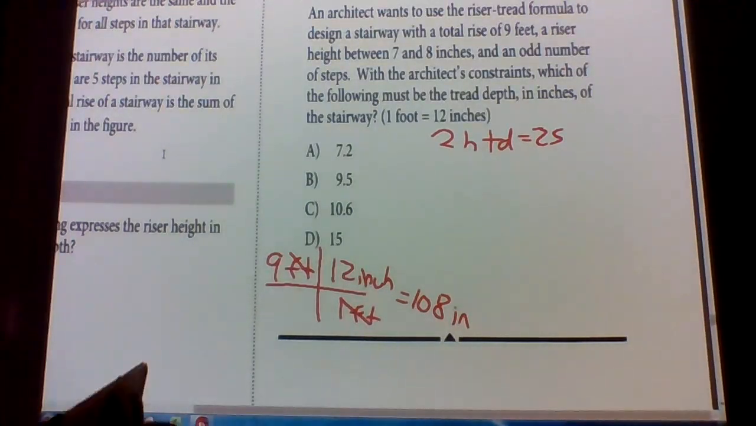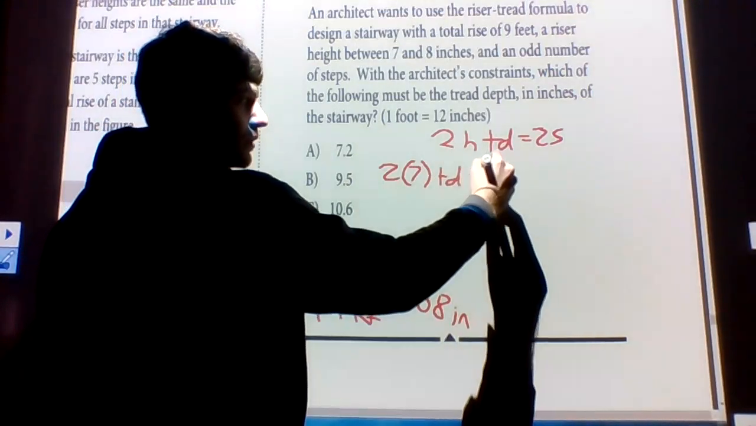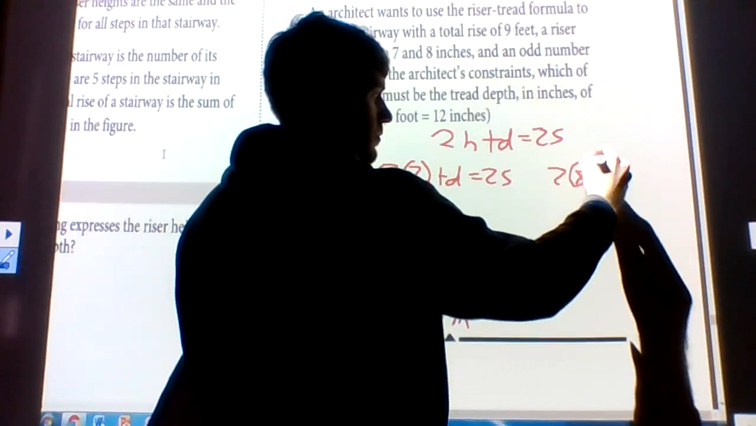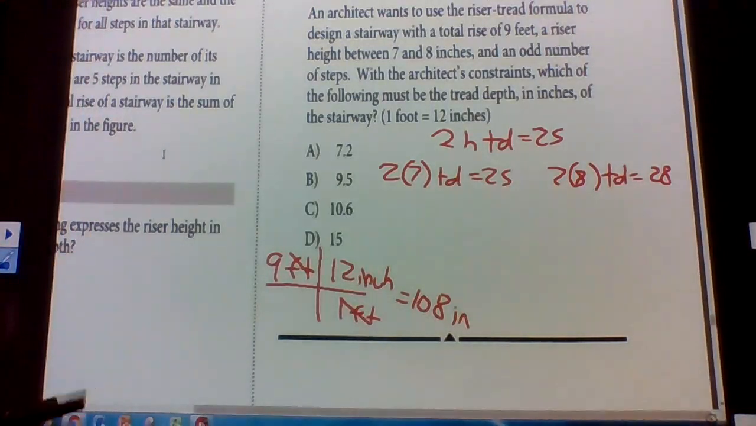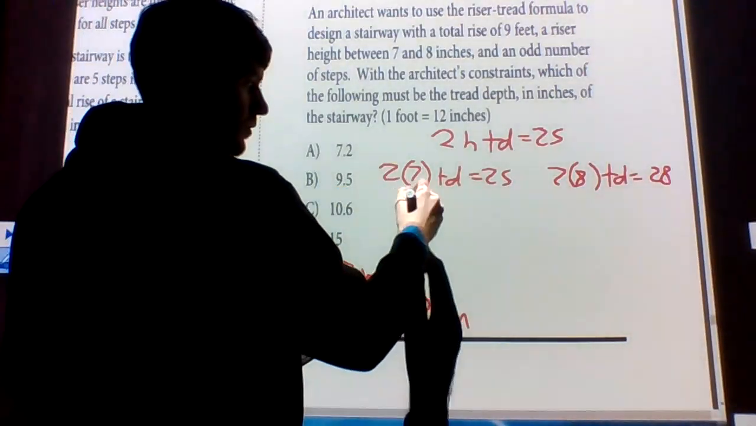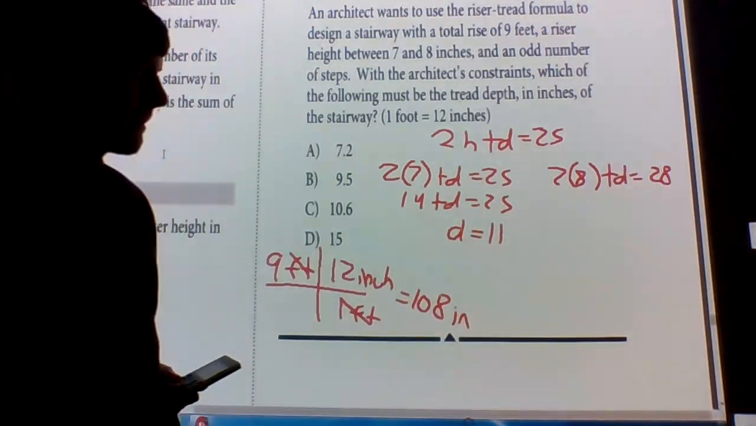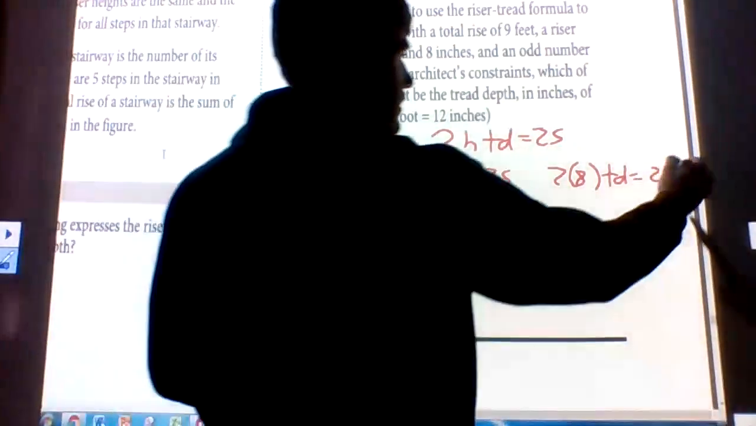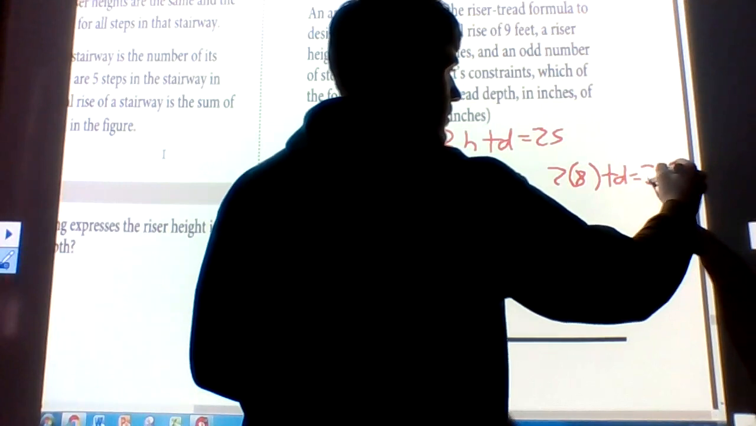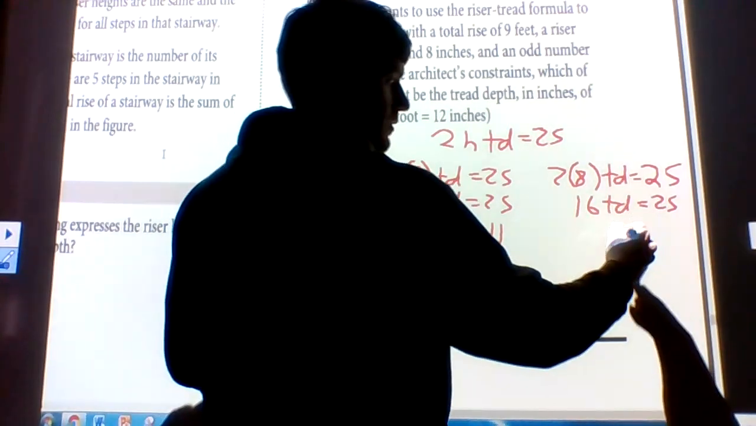Okay, so we can try it once with 7 and then once with 8. So 2 times 7 plus D equals 25, and then 2 times 8 plus D equals 25. So you get 14 plus D, and D equals 11. And then over here, 25, I don't know why I wrote 28. Okay, 16 plus D equals 25. So subtract 16, D equals 9.